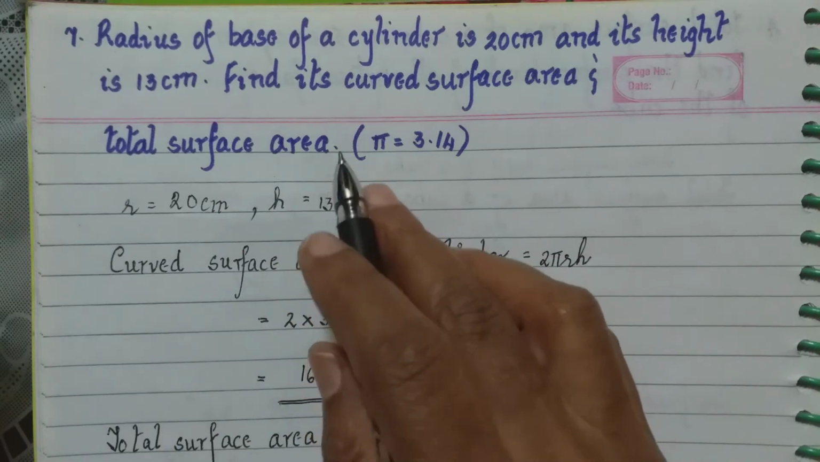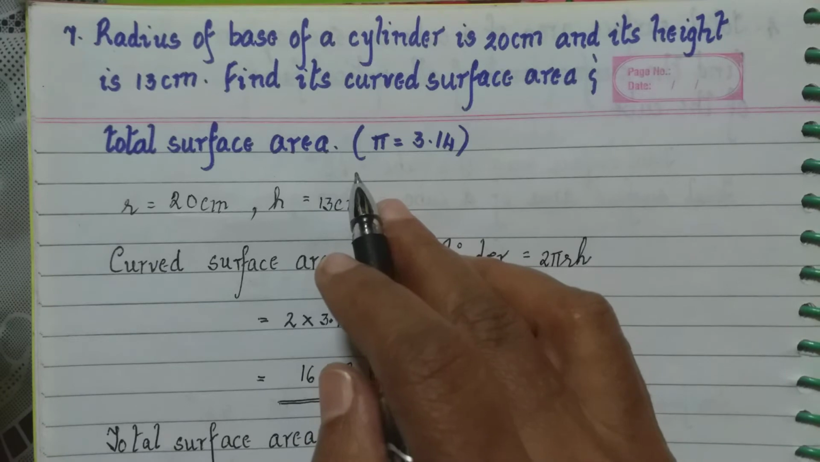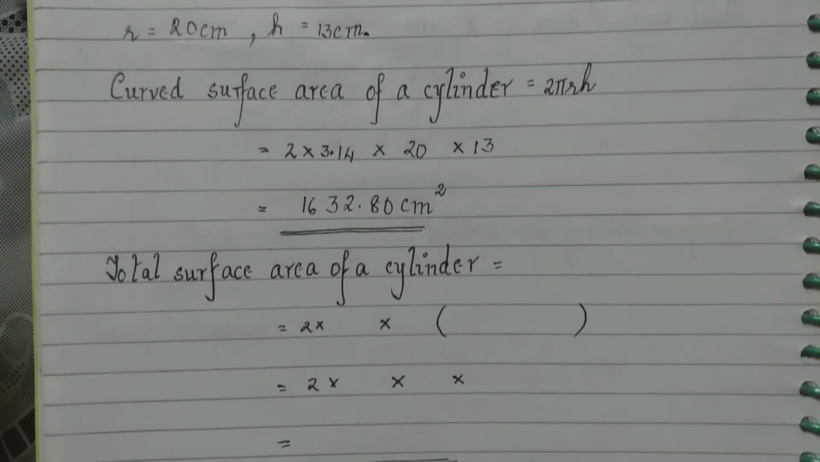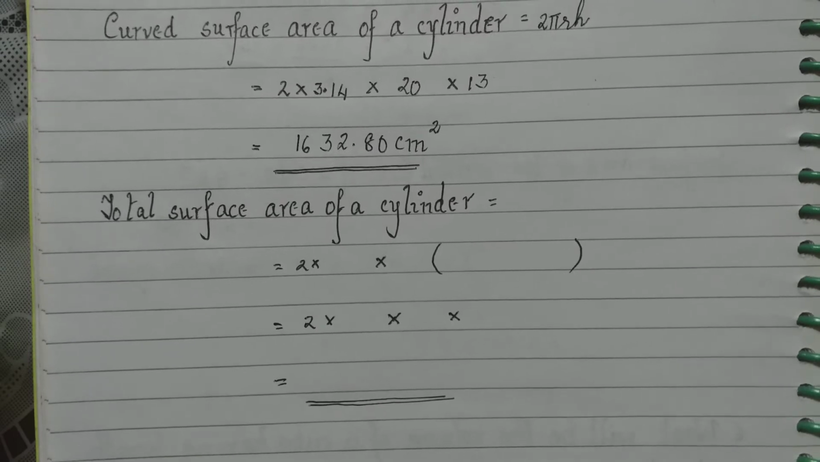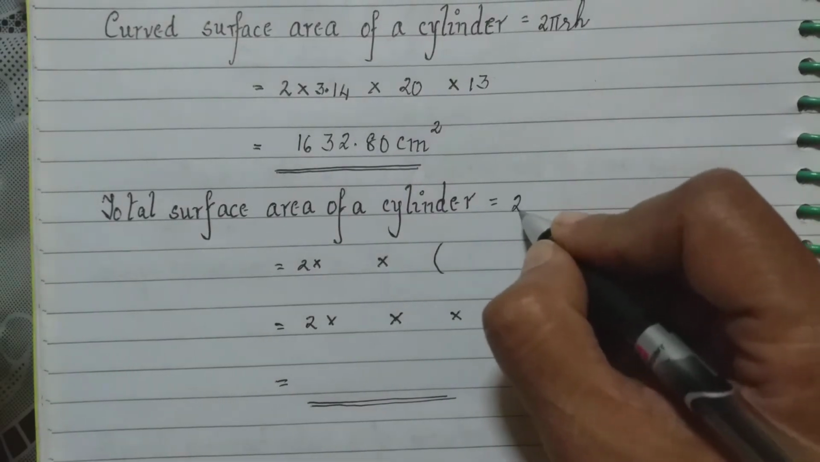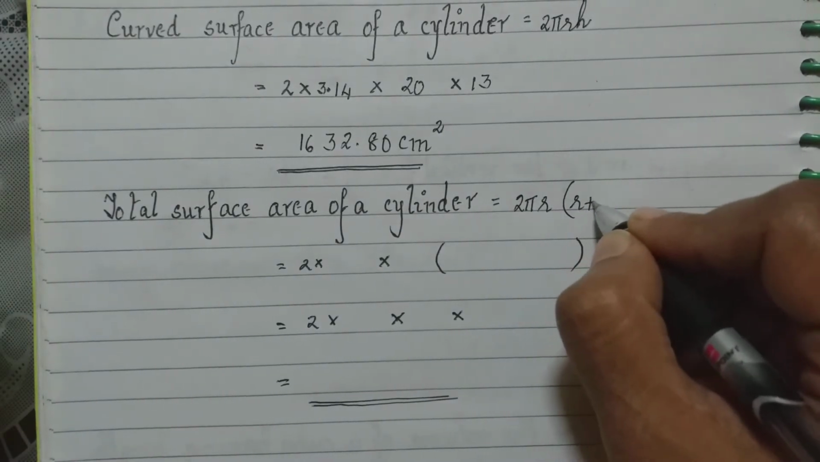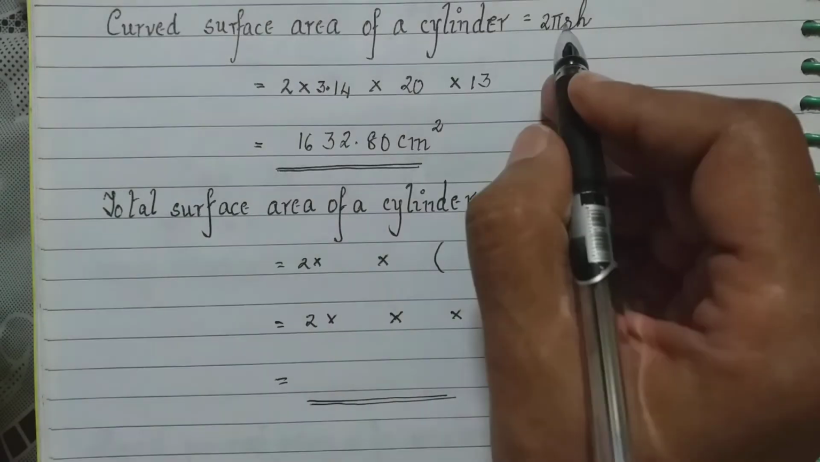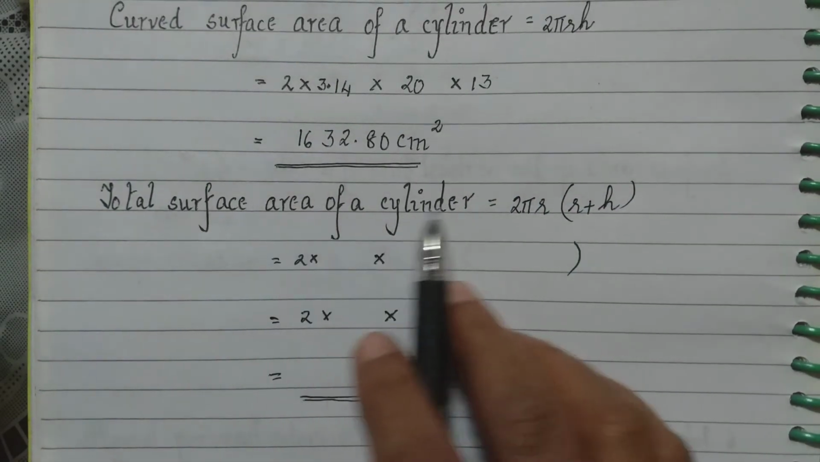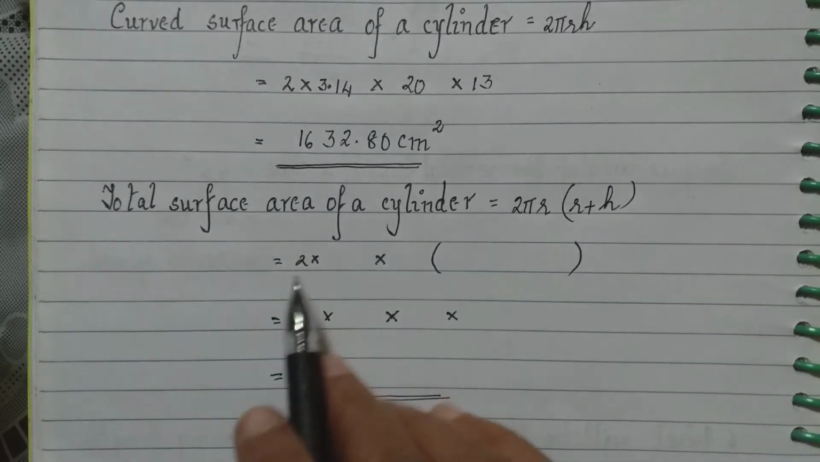We have to find the curved surface area as well as total surface area. So total surface area, again area, this also will be in centimeters square. Now writing the formula for total surface area of a cylinder. Total surface area of the cylinder is given by the formula 2 pi r into r plus h. Here it was just 2 pi r h, curved surface area of the cylinder. Now we'll put the values.